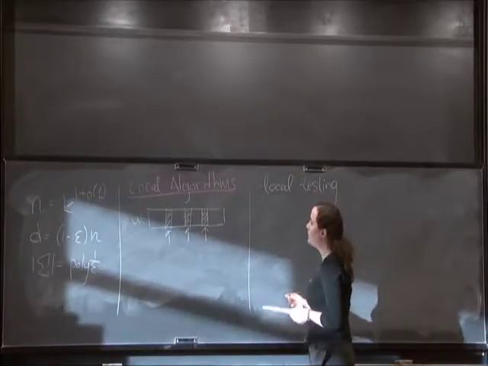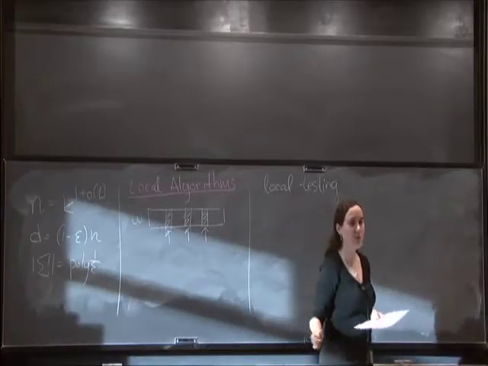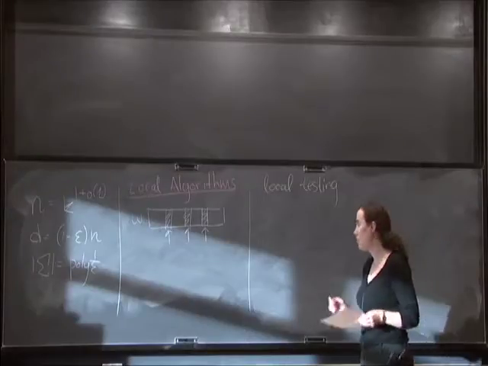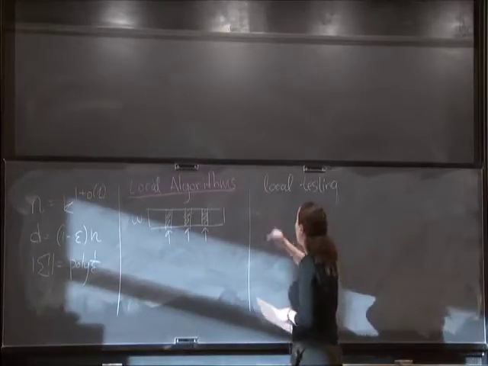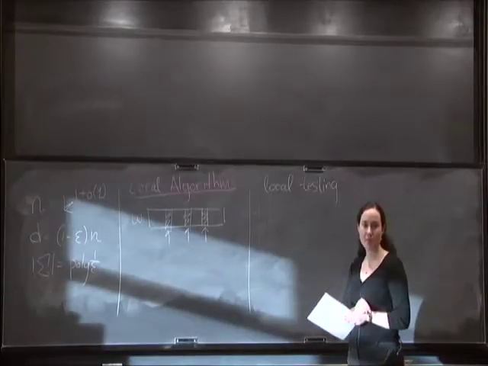So local testing: you get this W, and you want to distinguish between the case where W is in the code and the case where W is far in Hamming distance from the code. Okay. Good. What do you mean by that code?